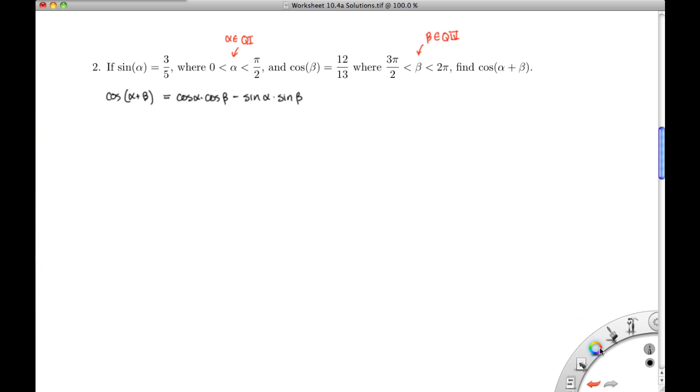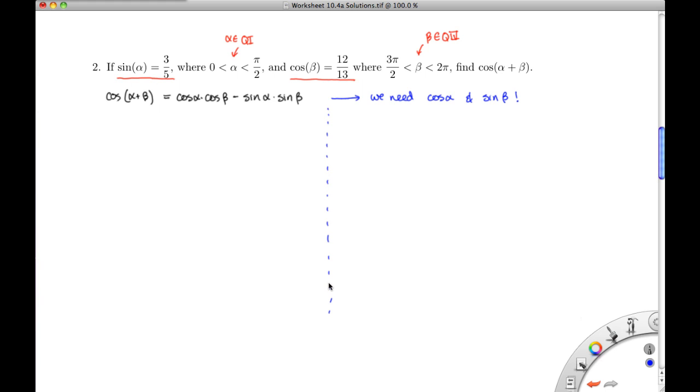And the good thing is we've actually got a few of these. We have the sine of alpha. We have the cosine of beta. So what we note here is what we actually need. We need the cosine of alpha and the sine of beta. If we can get those, then we'll be in good shape. Now, as with lots of these trig problems, there's definitely more than one way to do it. So I'm just going to go ahead and do one possible way of solving this problem.